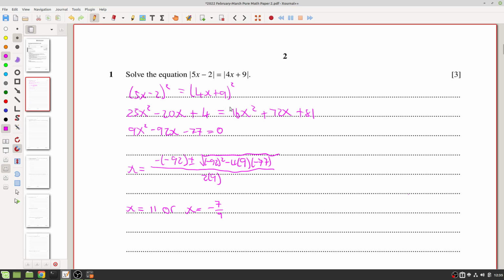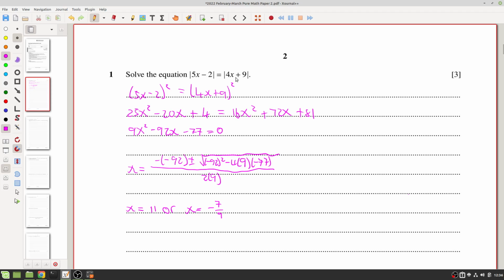And now in this case, let's just do a rough calculation just to see if both look like they work. So it's going to be 53 here. It's going to be 53 here, so that's fine. Negative 7 over 9. So it's going to be negative 35 over 9 minus 18 over 9.